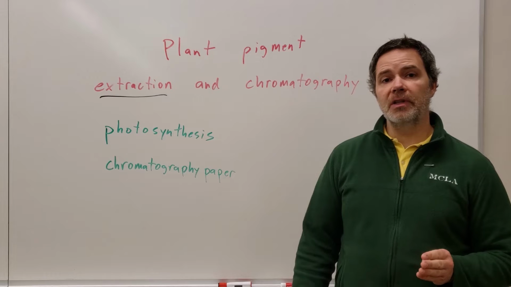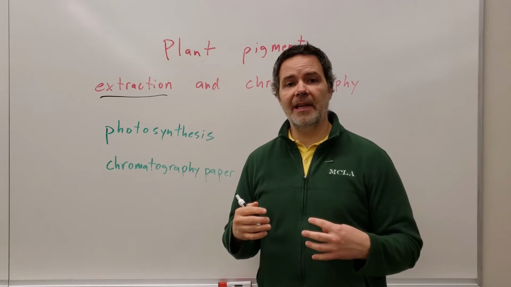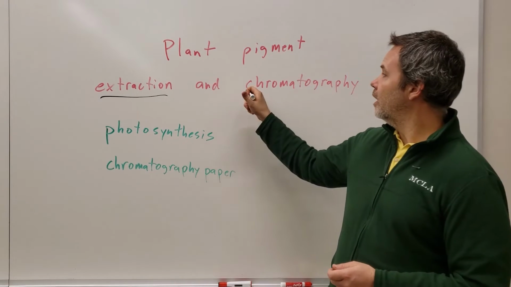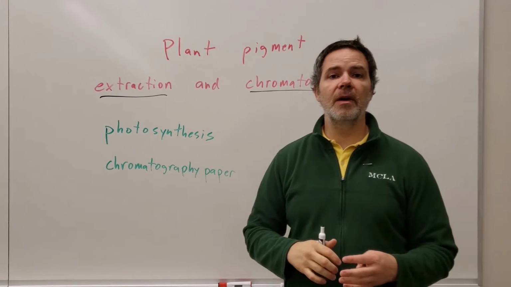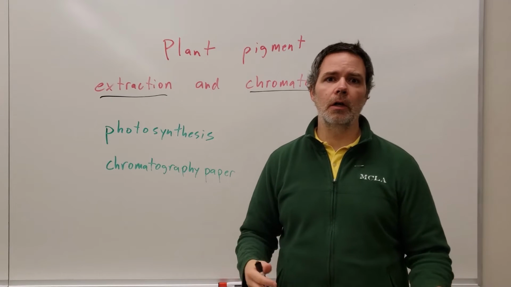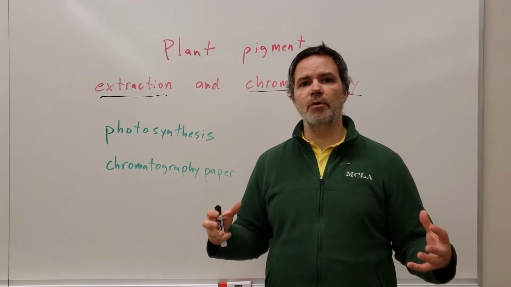So the extraction means we're going to take the pigments out of the plant cells, and then once we have them extracted, we can use chromatography to separate those pigments. So chromatography means writing with color. So we're going to take those pigments and separate them out.